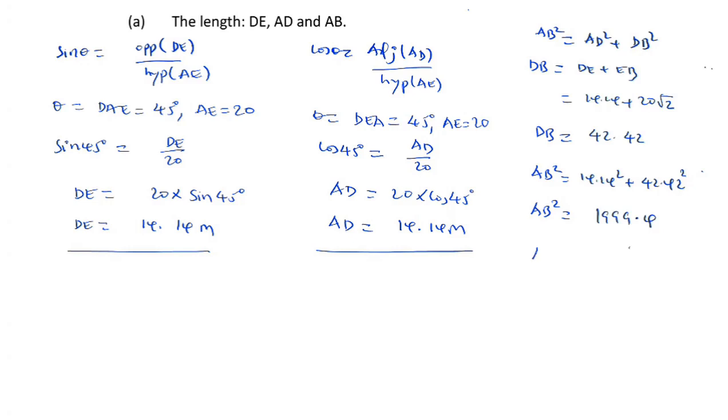Next, let us apply the square root. We are going to have AB equals root 1999.4. Reading from the table, we have AB equals 44.71 meters. So from there we have all the needed values from the question.